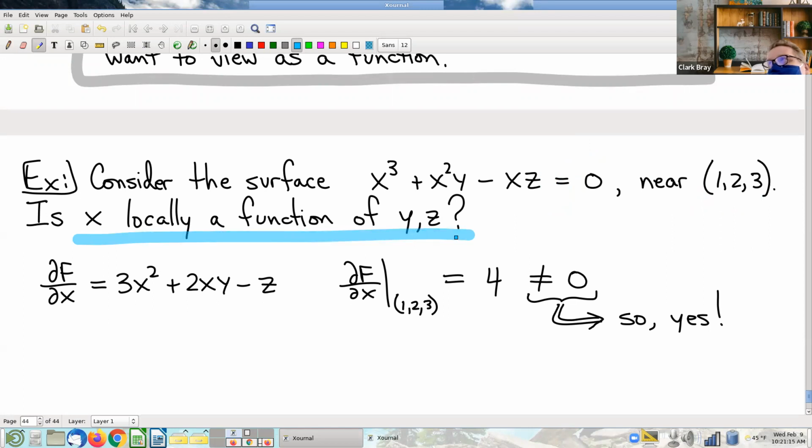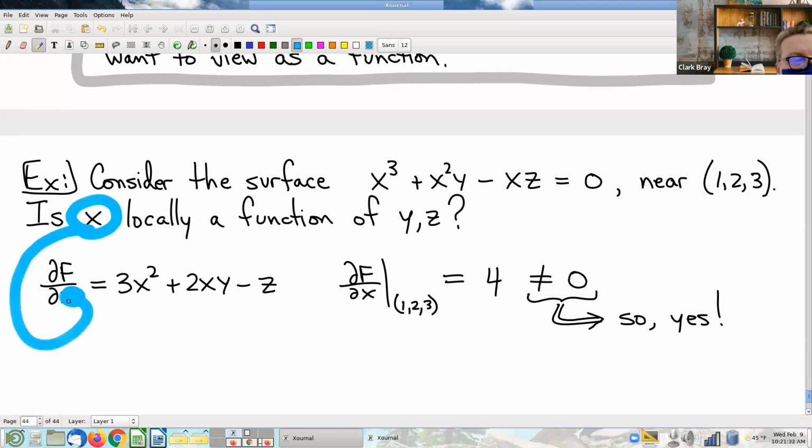Well, the brute force way to do that would be to solve for x. Well, of course you can't. What else am I going to do about this? Well, we can use the implicit function theorem. x is the variable that I want to view as a function. So I'm going to take the partial with respect to x, see what I get.